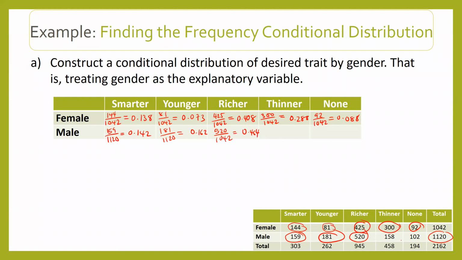0.464. And next one is 158 over 10. I'm sorry, this shouldn't be 1042. This is 1120, and that should be 0.141. The last one here is 102 over 1120, which is 0.091. If you sum to the side, you get approximately 1.